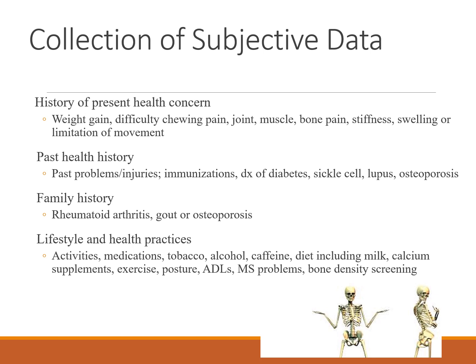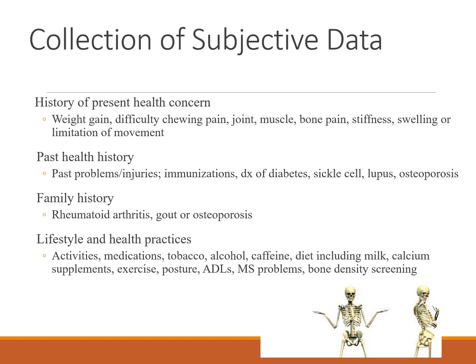So when we collect subjective data about musculoskeletal health, we ask, is there any history of recent weight gain, any difficulty chewing, pain, joint, muscle, or bone pain, such as osteoarthritis? Maybe stiffness or swelling, limitation of movement. Sometimes those limitations of movement can identify maybe some stress fractures or even some rheumatoid arthritis.